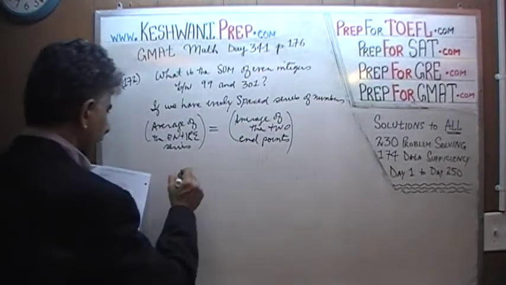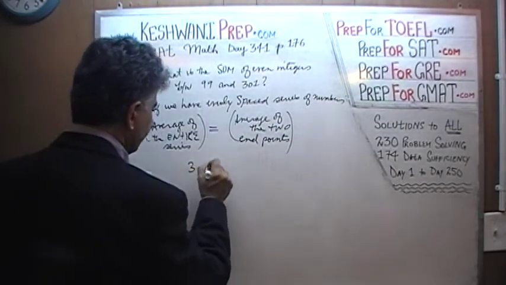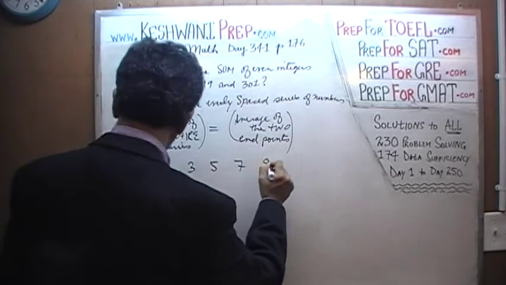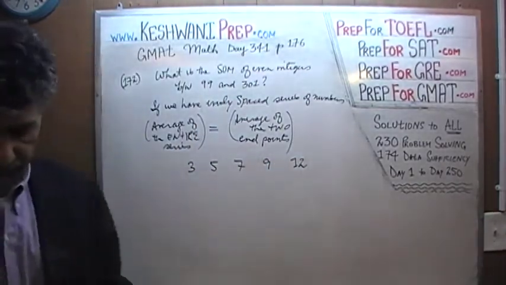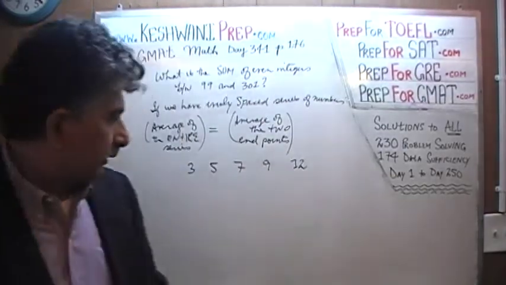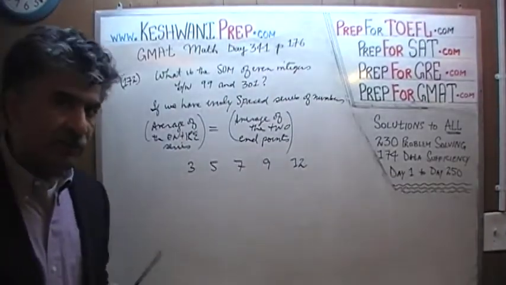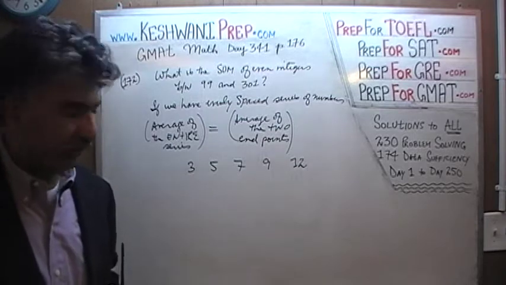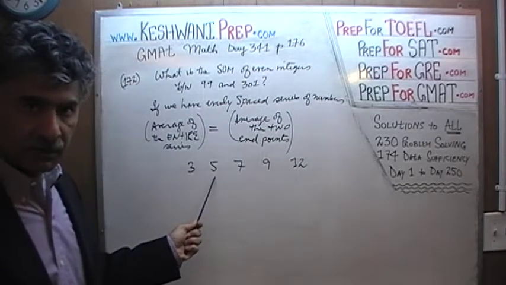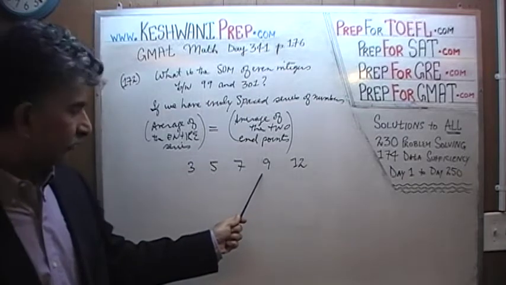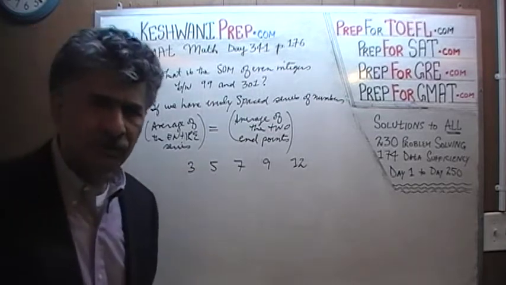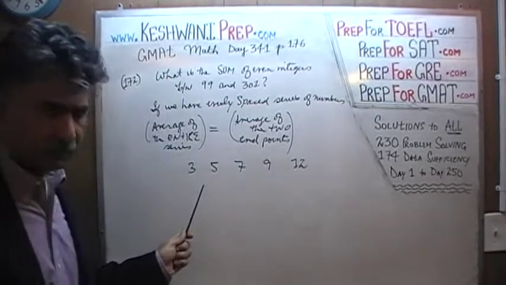For example, if we have 3, 5, 7, 9, and 12. Is it an evenly spaced series? Well, let's find out. We go from 3 to 5, that's an increase of 2. We go from 5 to 7, that's an increase of 2. From 7 to 9, that's an increase of 2.